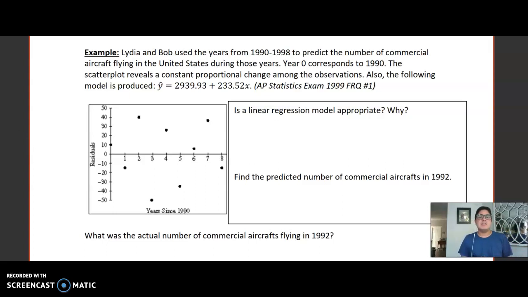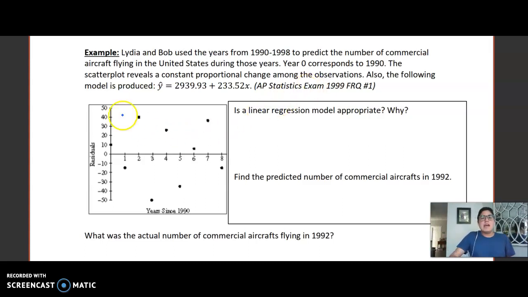Lydia and Bob used the years from 1990 to 1998 to predict the number of commercial aircrafts flying in the United States during those years. Year 0 corresponds to the year 1990, and the scatter plot reveals a constant proportional change among the observations. FYI, kind of linear there. Also, the following model is produced: y hat equals 2939.93 plus 233.52x. So x is our year since 1990, and y hat is going to be the predicted number of aircrafts there.